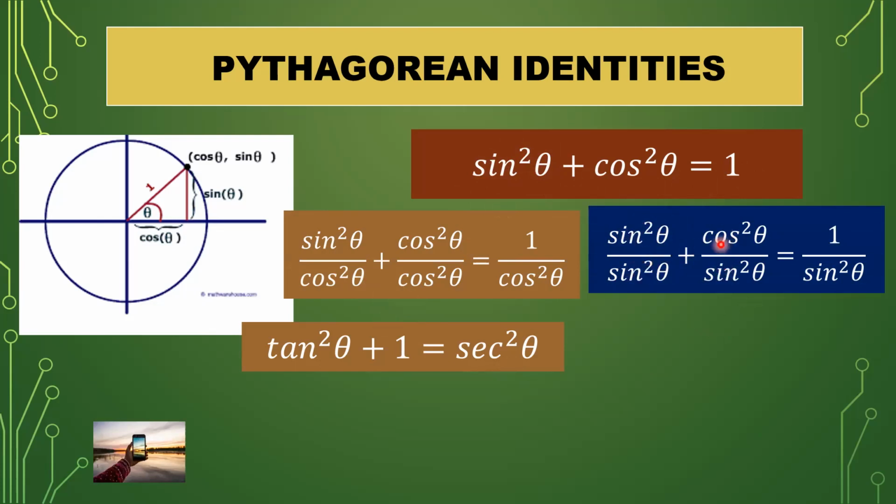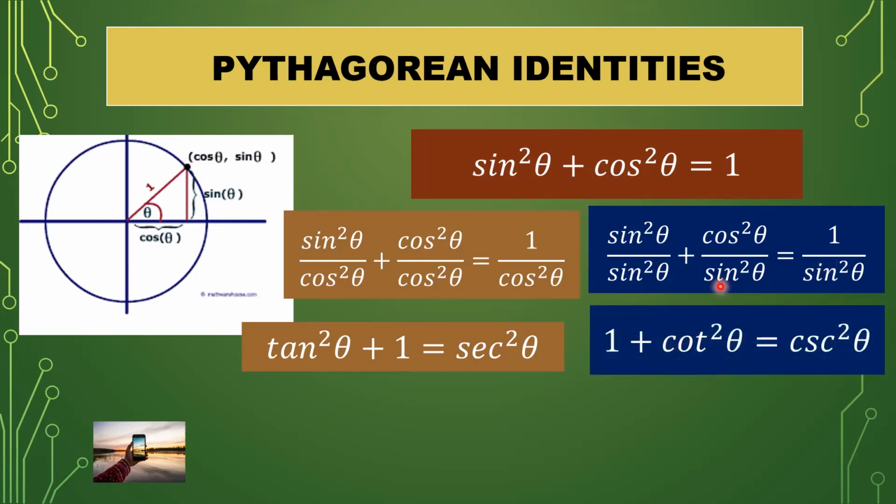Then the cosine over sine, that is the fraction equal to cotangent. But since we're squaring this, the squaring also applies to the cotangent. Same as for the 1 over sine, which is cosecant, the squaring will apply for the cosecant as well. So that's 1 plus cotangent squared theta equals cosecant squared theta.